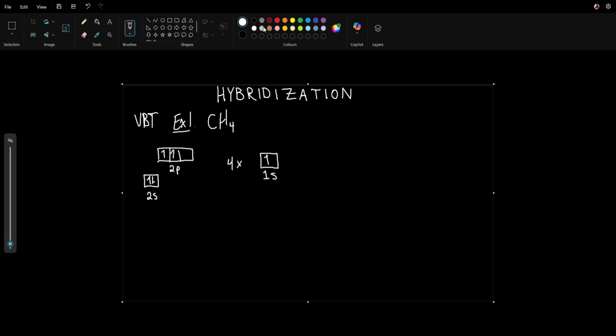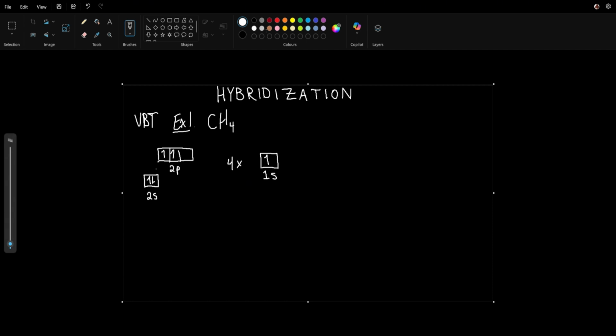So basically, when we place these four electrons, right, these 4 valence electrons on carbon, one of the 2 electrons in the 2s orbital wants to go to the empty 2p orbital. Since the s and the p orbitals have a different shape, they're going to form 2 types of chemical bonds with the 4 hydrogen atoms.